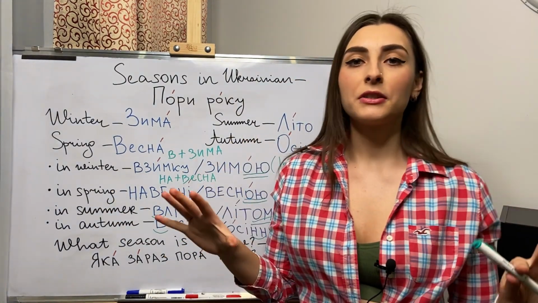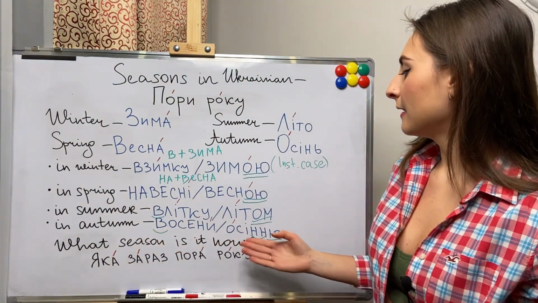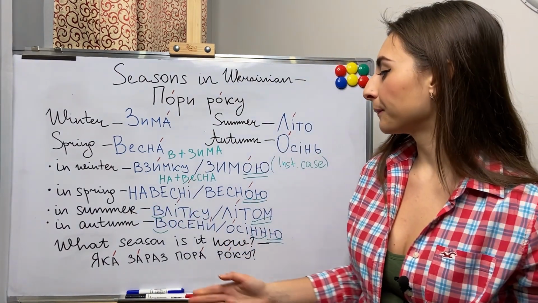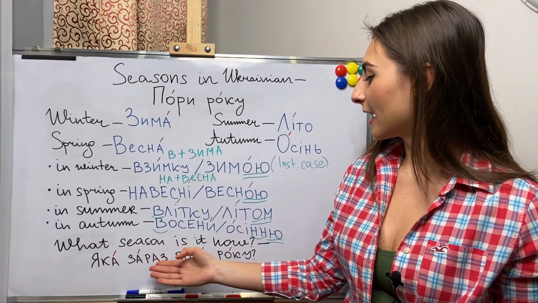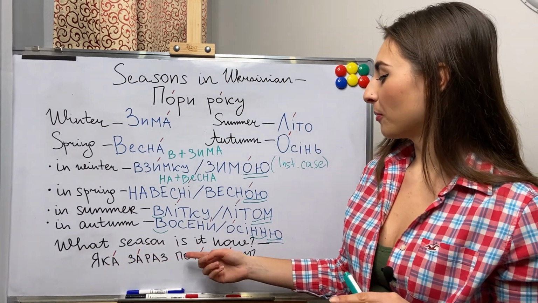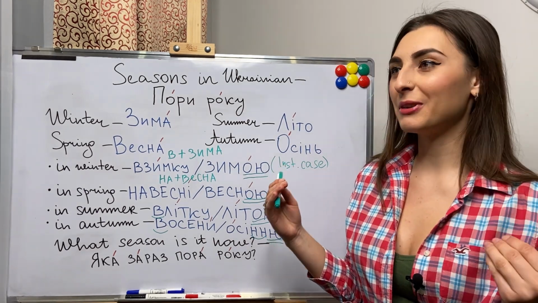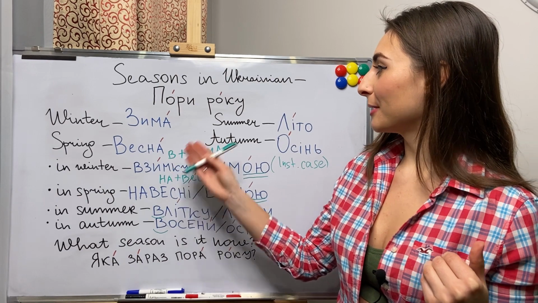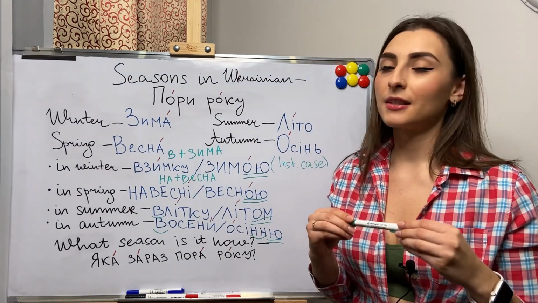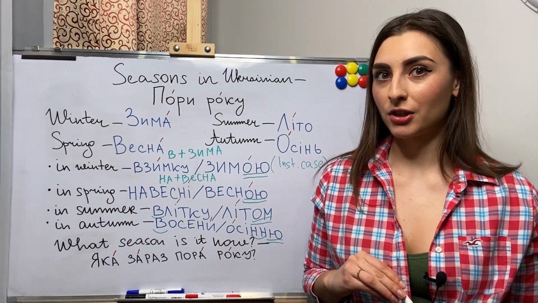Okay, and the last question that we're going to practice today: how to say what season is it now? What season is it now? In Ukrainian language this question sounds as яка зараз пора року? Let's follow the stress. Яка зараз пора року? And I reply: Зима? Так, in Ukraine right now it is winter. Зима. Also, I would like to analyze a little bit the grammar construction of the question.